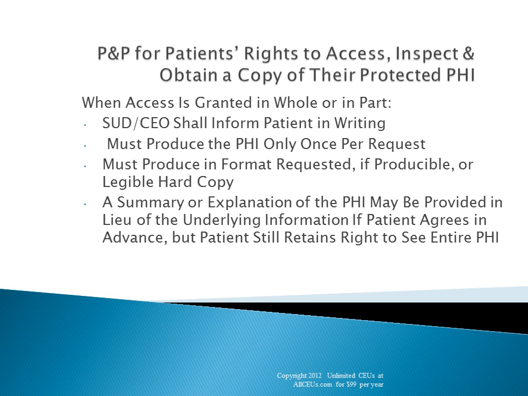You must produce it in the format that's requested, if producible, or an legible hard copy. So if they want to see the hard copy record, if that's possible, give it to them. If not, you may need to find some other way around that. Generally, anything that's in a computer can be printed out. A summary or explanation of the PHI may be provided in lieu of the underlying information if the patient agrees in advance, but the patient still retains the right to see the entire PHI. Again, if you don't want the patient to read it, don't put it in the file.